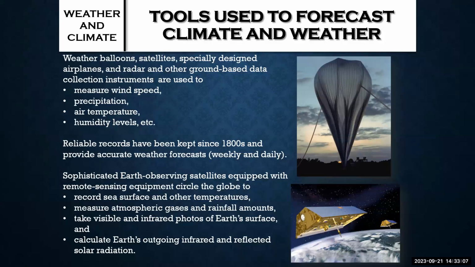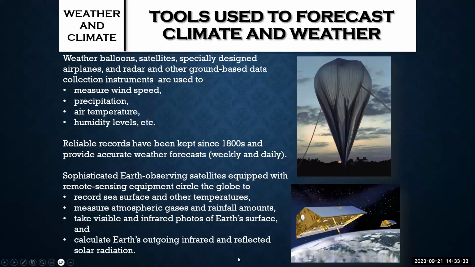And nowadays, with the sophistication we have acquired in our technology, sophisticated Earth observing satellites are equipped with remote sensing equipment that provides records of sea surface and other temperatures, measures atmospheric gases and rainfall amounts, takes visible and infrared photos of Earth's surface, and calculates Earth's outgoing infrared and reflected solar radiation.